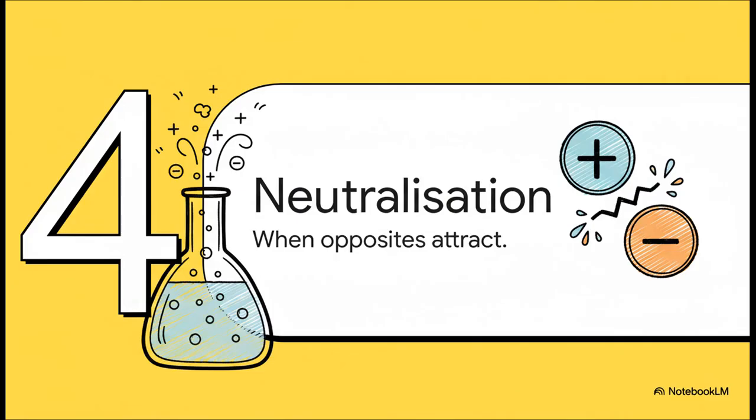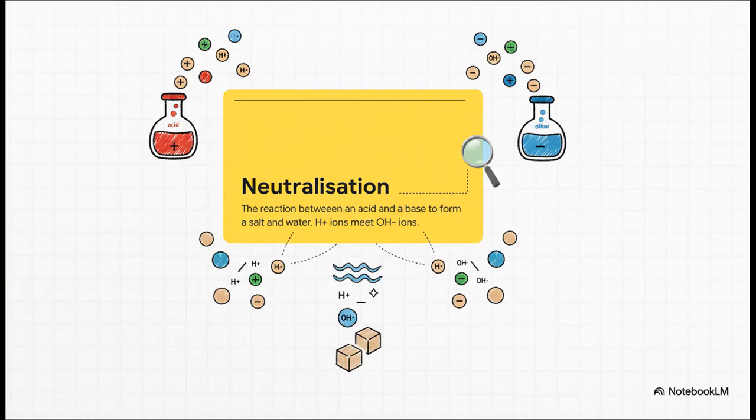Okay, so we know what acids are, we know what alkalis are. What happens when you put them together? Well, this is where the real action is. It's called a neutralization reaction, and it's basically the main event we've been building up to. The official textbook definition is a reaction between an acid and a base that makes a salt and water. But if we zoom in and look at the ions, it's actually much simpler. It's all about that moment when the H+ ions from the acid finally meet the OH- ions from the alkali.